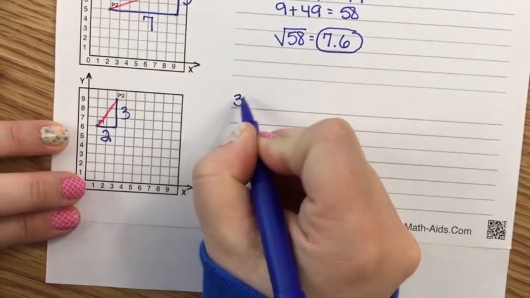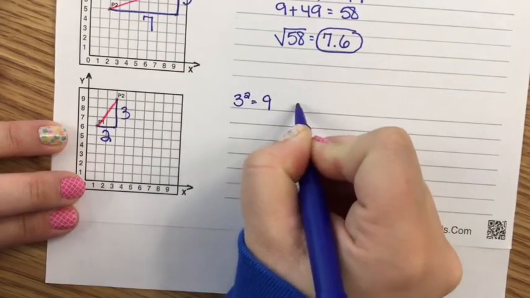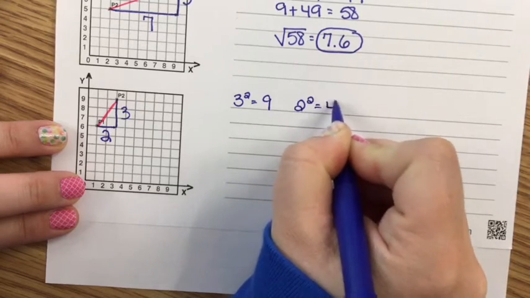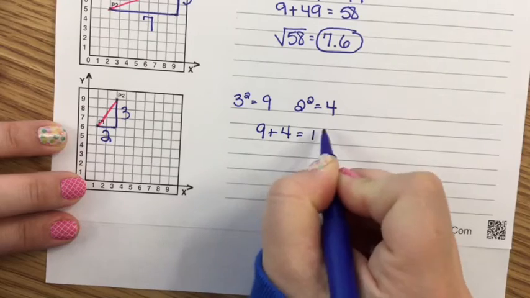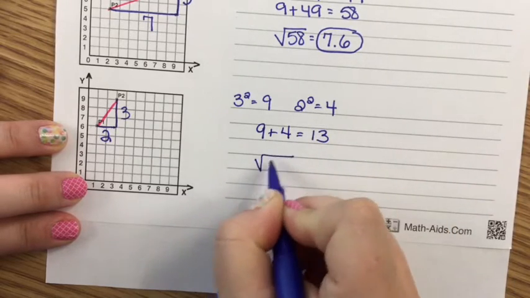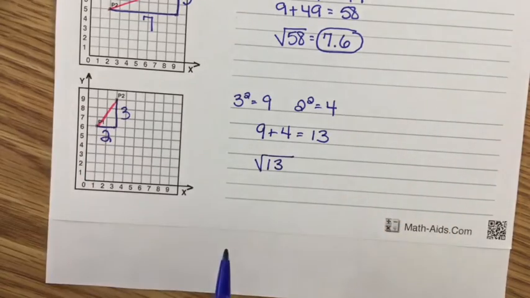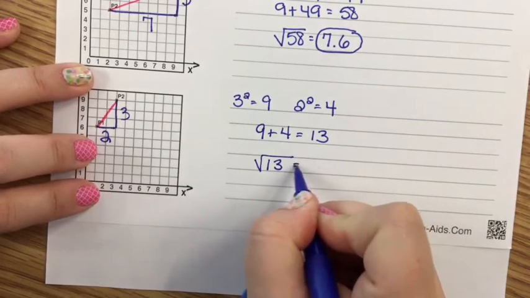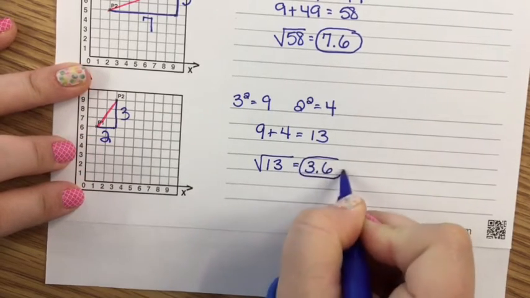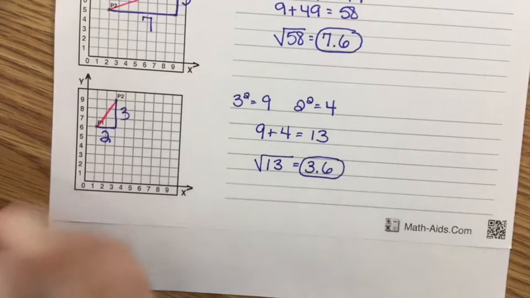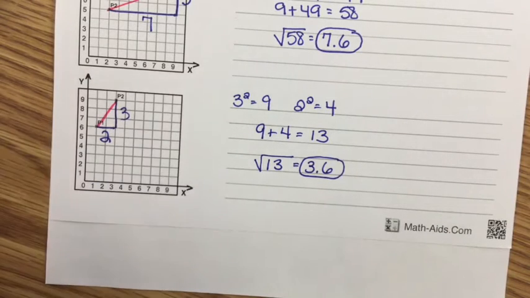Okay, square. 3 squared is 9. 2 squared is 4. Add. 9 plus 4 is 13. Square root. Square root of 13. Second x squared 13. 3.6. So our distance between those 2 points is 3.6, the length of the hypotenuse.